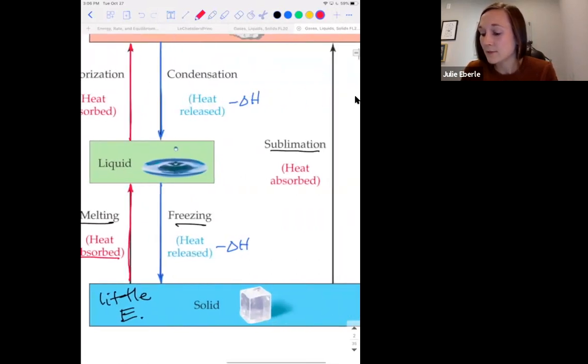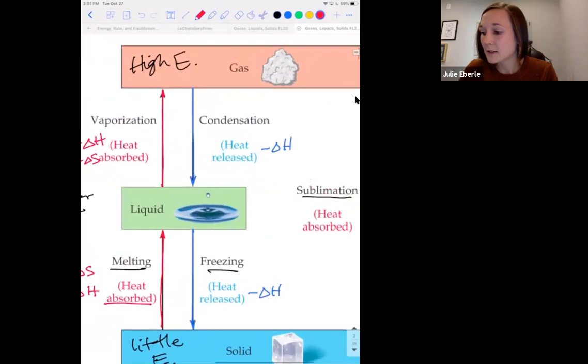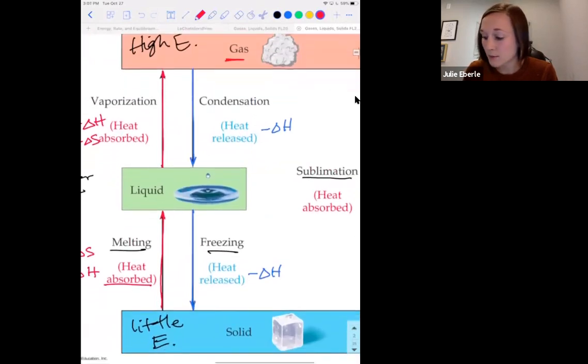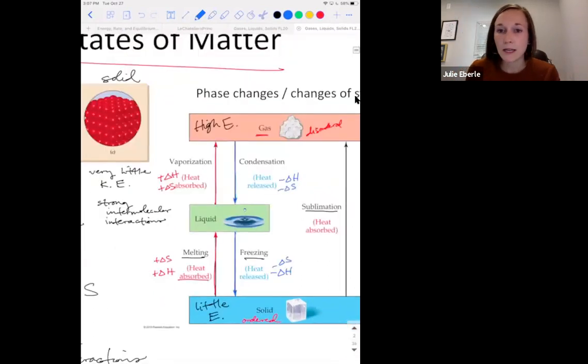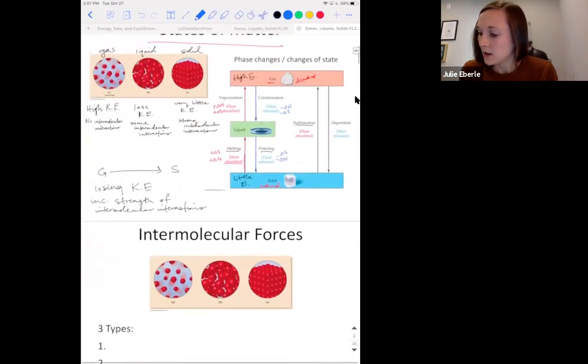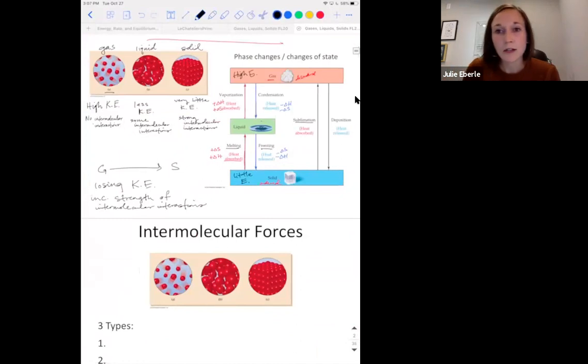Okay, and then for the other side, if you are going from a gas back to a solid, which is the most ordered, this is ordered, this is disordered, then your delta S is also negative. So it's kind of nice they match. So keep that in mind. If I gave you a process, could you tell me the sign on delta H or delta S? If you use this figure, hopefully you could. All right, any questions on this slide before we move on to the next one?